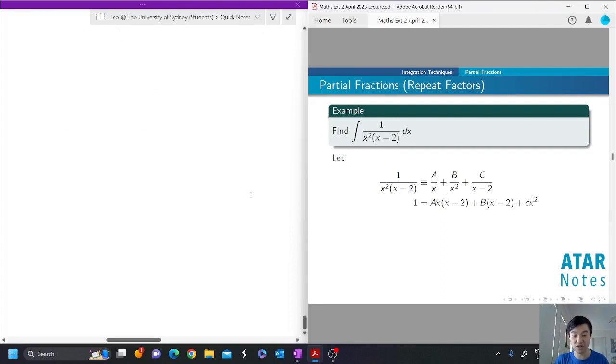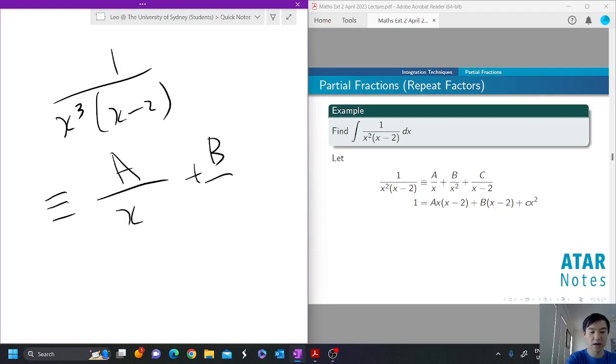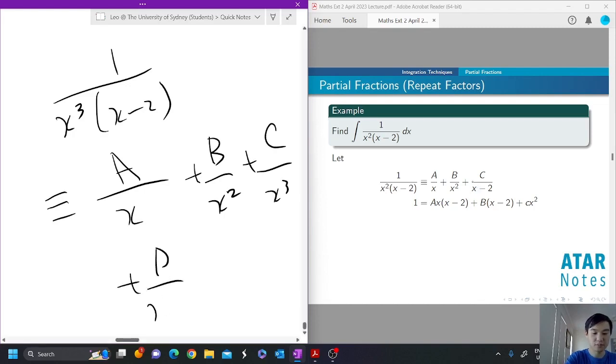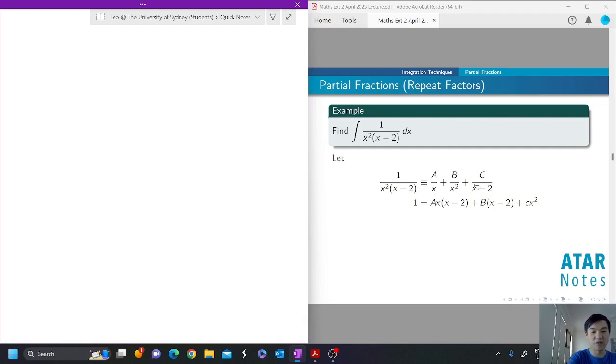So let's actually do a question now, not as complicated as this previous one. Let's just do this one. If you got 1 over x squared times x minus 2, here the repeat factor is x, it's squared, so we would go a over x plus b over x squared. So if this was x cubed instead, you would have let this be a over x plus b over x squared plus c over x cubed, then a d for the x minus 2. But in this case, we have x squared. So we're going to let it be equal to a over x plus b over x squared plus c over x minus 2.